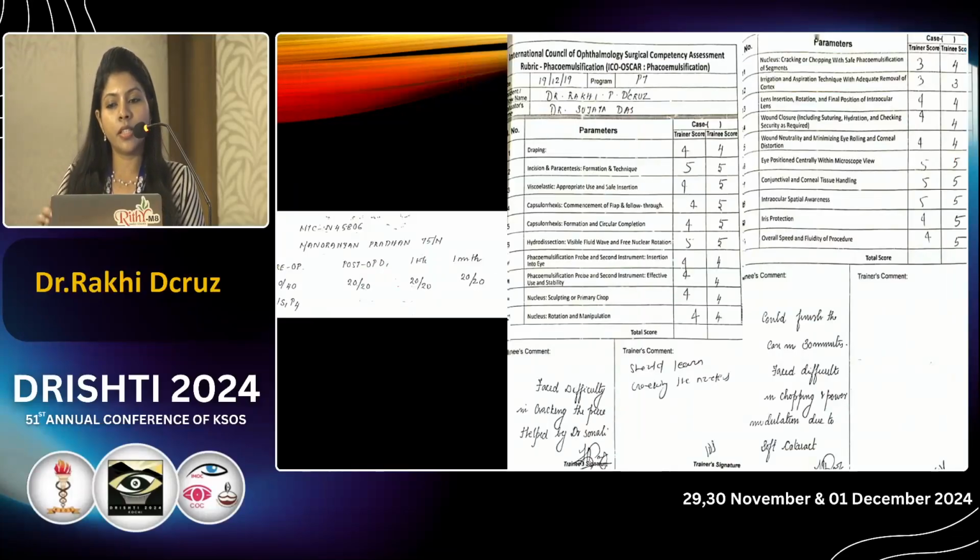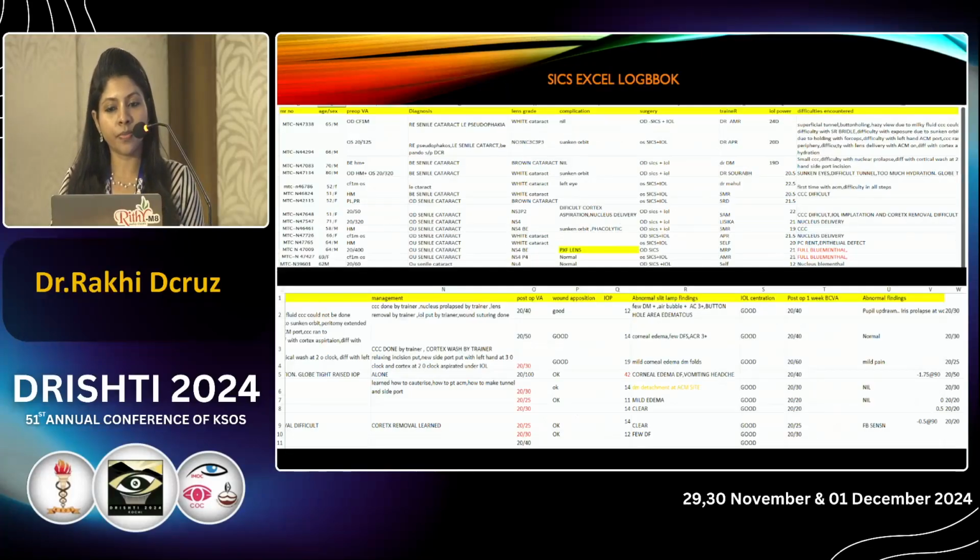So here, this is one of the pages of a phaco that was done by me. You can see the trainer gives a score, the trainee also gives a score. And the trainer gives comments like overall fluidity is not good, should learn cracking properly. There are difficulties with proper power modulation. So that is how you know what steps you have to improve, what you want to refocus on.